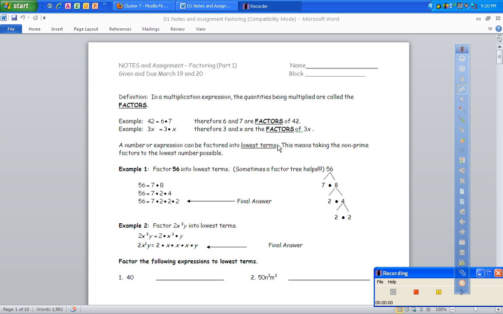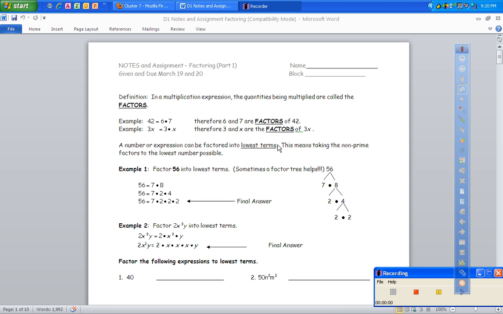Okay, ladies and gentlemen, as we begin Cluster 7, we're going to begin working with problems that are slightly more complex than the linear functions that we've done in the past. We're going to begin to work with quadratics. And in order to solve some of the problems we're going to begin to encounter, it becomes very useful for us to start using factoring quite often.